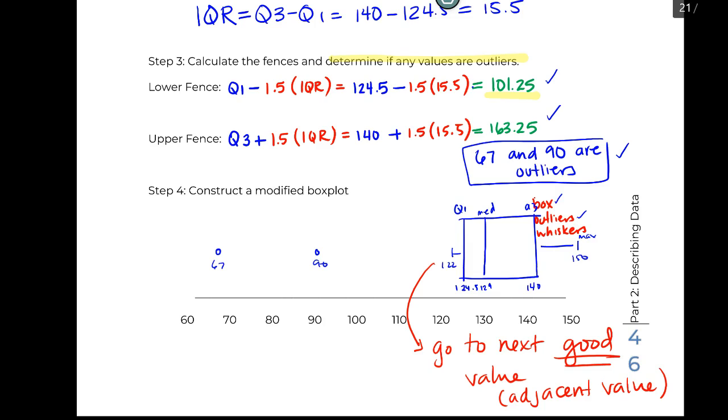All right. If you want to put your fences on your box plot, you can, but they're not part of the box plot. The box plot only represents data. I would not mark you off though. If you want to visualize it, we had a fence at 101 and a fence at 163. What you should see is that your entire box portion should be contained inside of those fences. Anything outside those fences, the only thing that should cross are your outliers marked as little open circles.